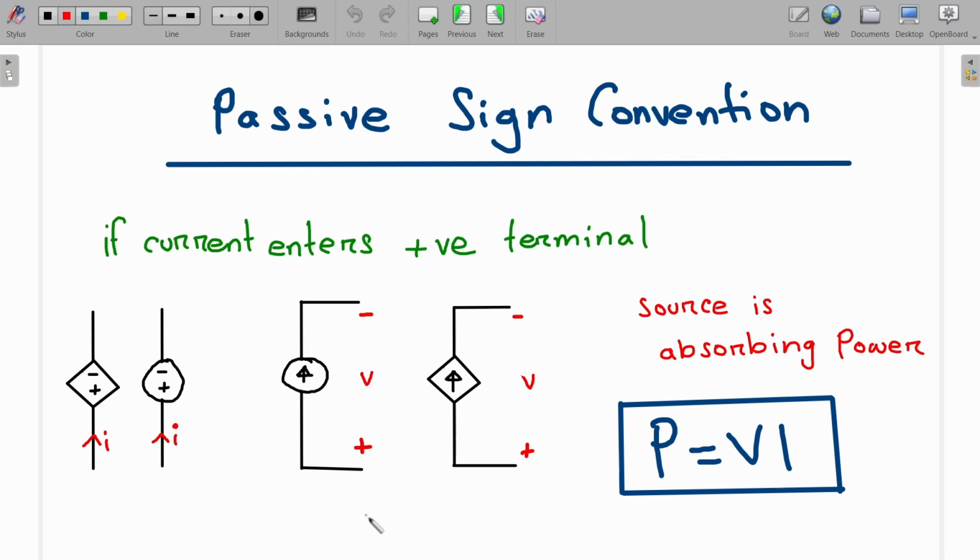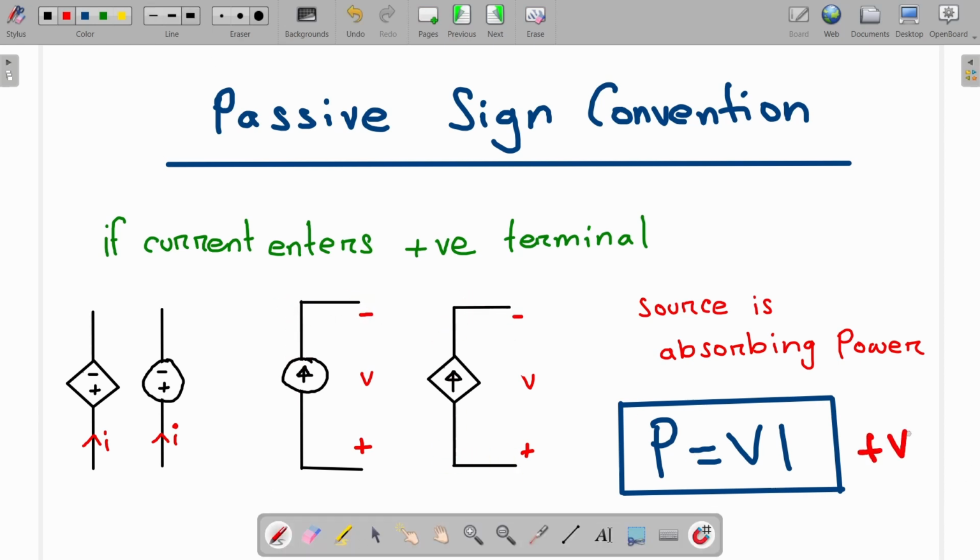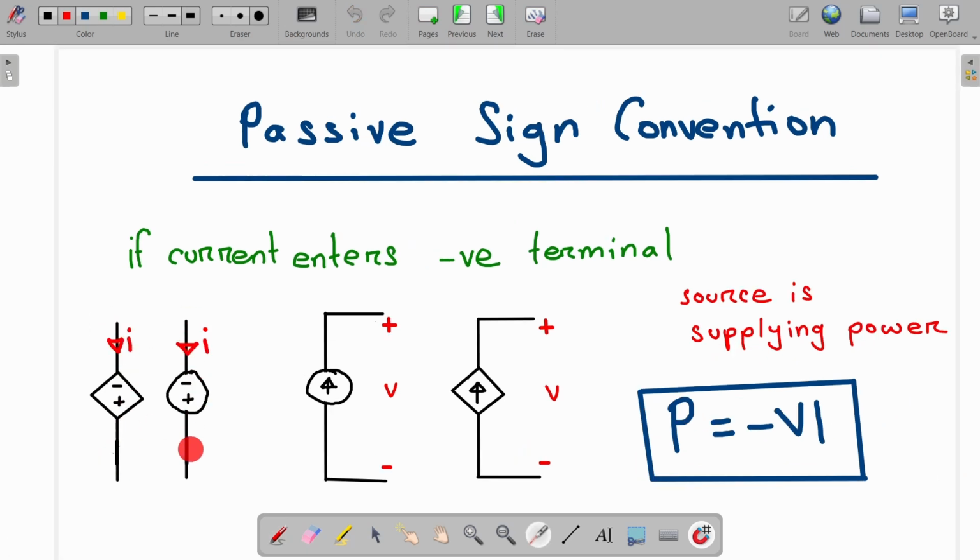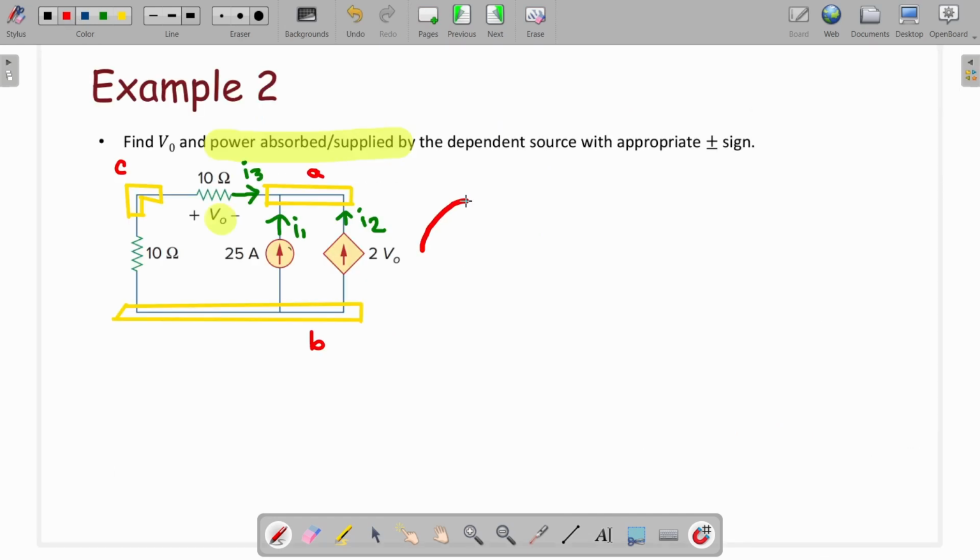Before moving to the next step, let's review the passive sign convention. If current enters the voltage or current source from the positive terminal, the source will absorb power, and its magnitude will be positive. And if current enters the voltage or current source from the negative terminal, then the source will supply power, and its magnitude will be negative. Let's apply this concept to find the power.